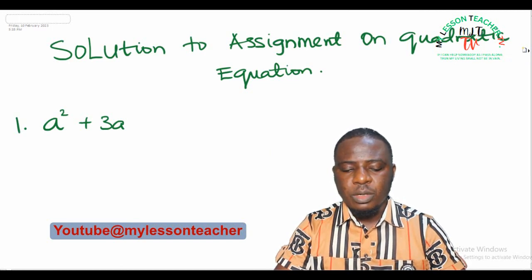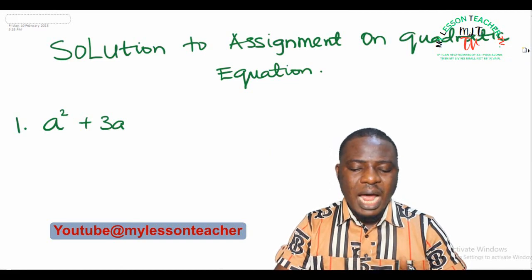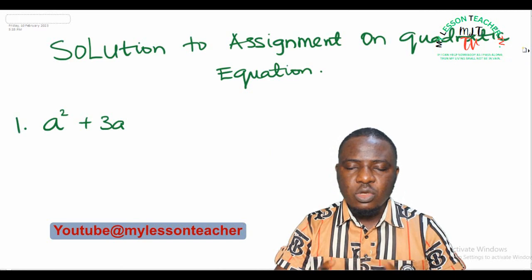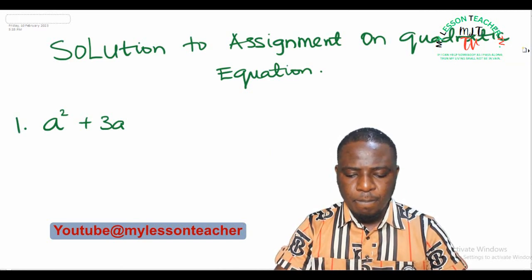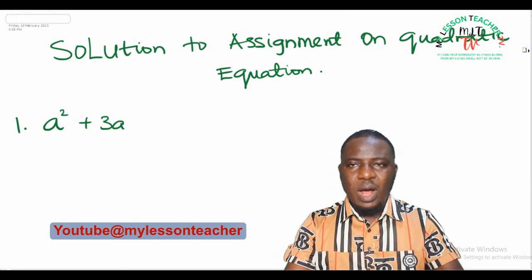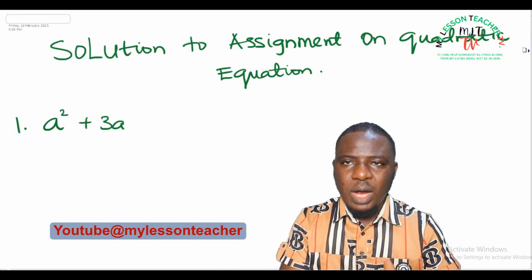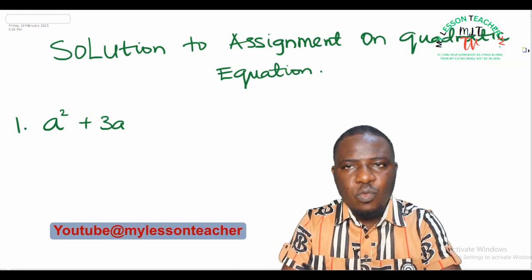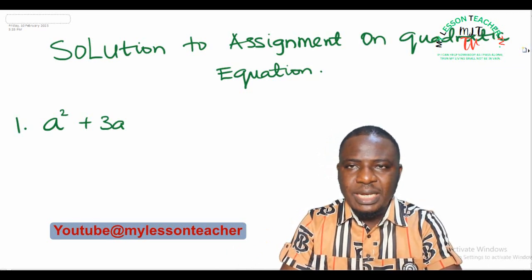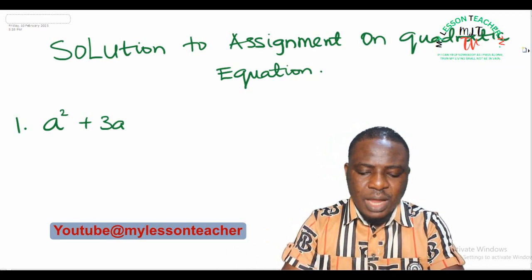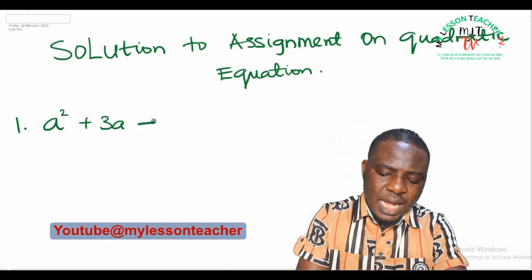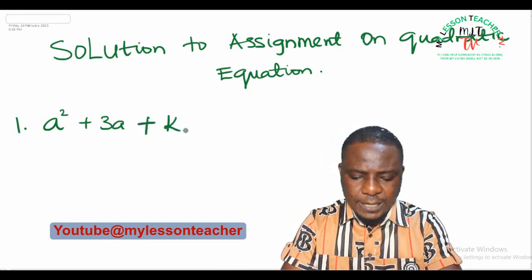I gave you two methods which you can use, but I will be using those two methods interchangeably so that you can perfect it. So in question 1, I'm going to use method 1, and in every even number, I'll be making use of method 2, or as the spirit leads. So for question 1, what must be added to this expression to make it a perfect square? We say let that constant term be k.